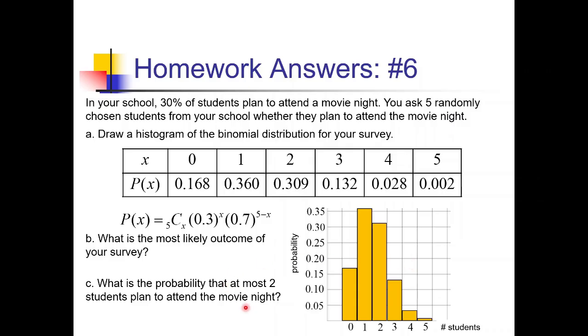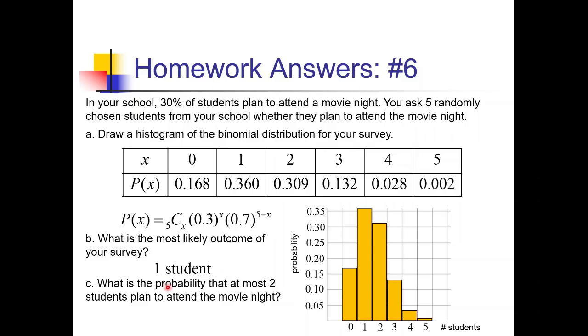So now they want us to answer a couple questions based off this. What's the most likely outcome of your survey? Well, that's pretty easy to see from the histogram. 1 has the highest bar, so it's most likely that 1 student plans to attend, which is kind of sad, but hey, it is what it is.